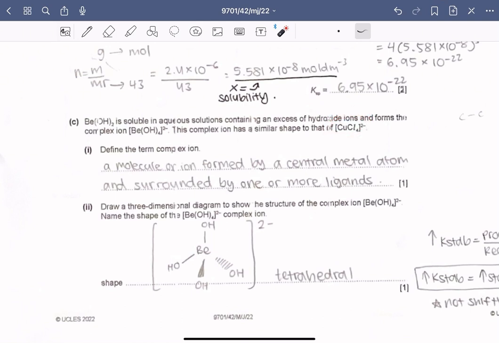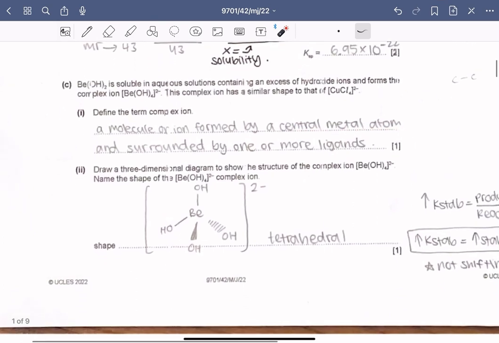So Ci, define the term complex ion. A complex ion is a molecule or ion formed by a central metal atom or ion surrounded by one or more ligands. Ligands are species that have one or more lone pairs of electrons that can form dative bonds to the central metal atom or ion. So this is an example of a complex ion.